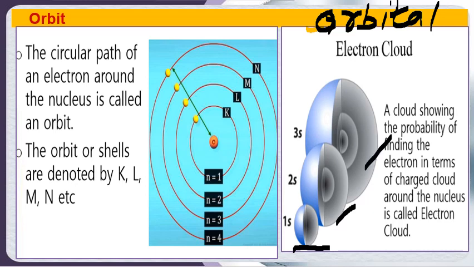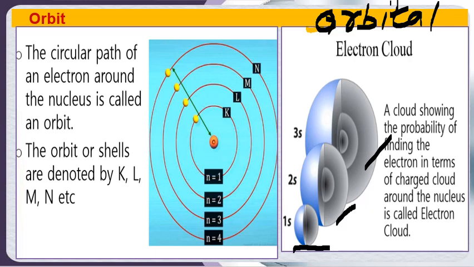Similarly, in the third one, it is the third shell and it is having an s orbital a little bit larger than that present in the second and the first orbits. The cloud becomes larger, right? So we say the region to find the electron has increased. The electronic cloud has become expanded, right? So this is the difference between orbit and orbital. Orbit is a circular path where the electron has to move, while orbital is the region around the nucleus where the probability of finding the electron is maximum.